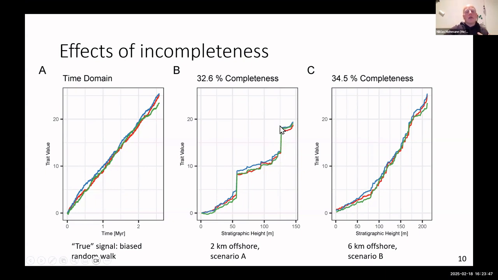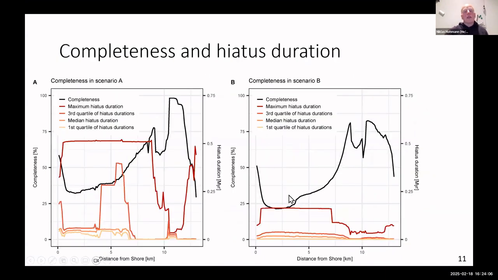So the main takeaway from this is that it's not the actual completeness that matters, but rather, do you have long gaps? In this case, because the gaps are so short, it's just essentially reducing the temporal resolution, but not introducing any larger biases. And the cool thing is, because we have these forward models, we can make very, very systematic observations of how the gap duration and the completeness actually changes throughout these scenarios.